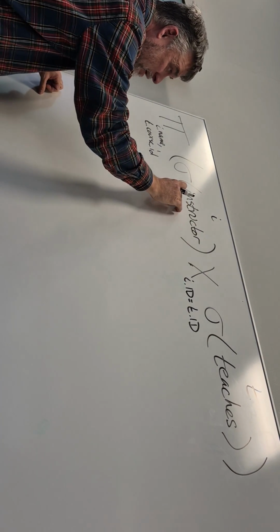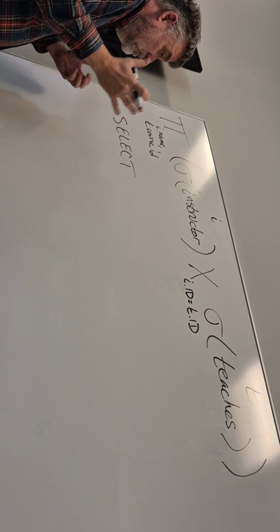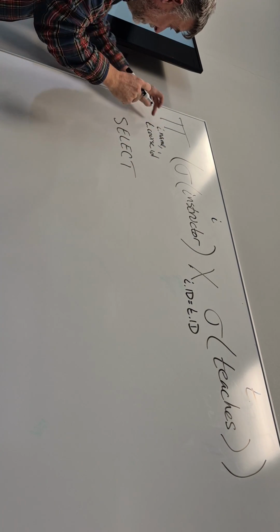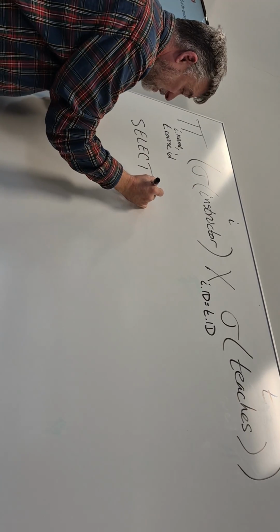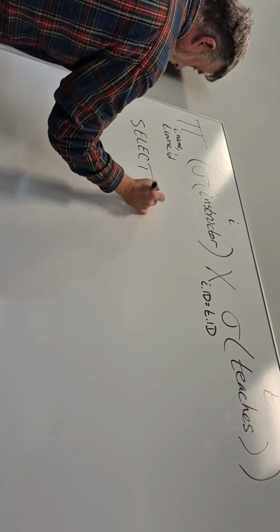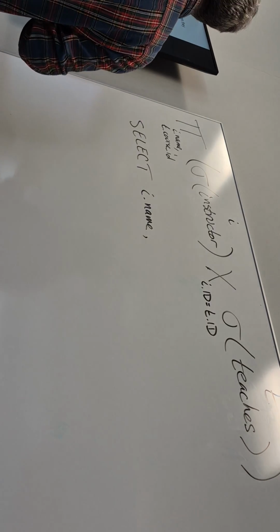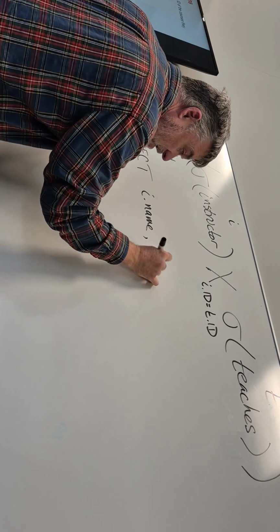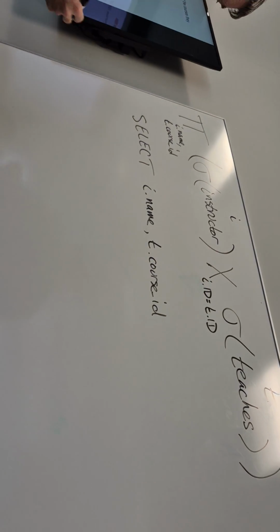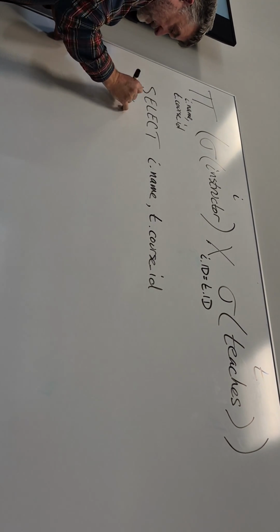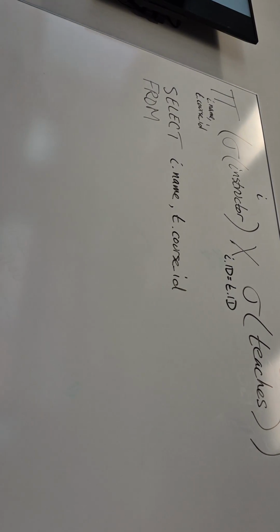since name doesn't appear in teaches, and the course ID doesn't appear in instructor, those are unique values. We don't really need to precede them with the names of the tables that they came from. I'm going to do that anyway, even though it's not necessary. So we want instructor name, so select I.name, comma, T.course ID. I'm going to go to the next line for the next clause, give myself a pattern to copy when I actually type this in to my console window.